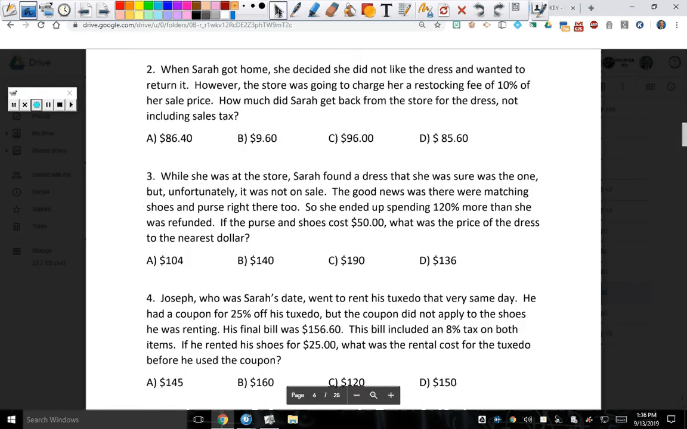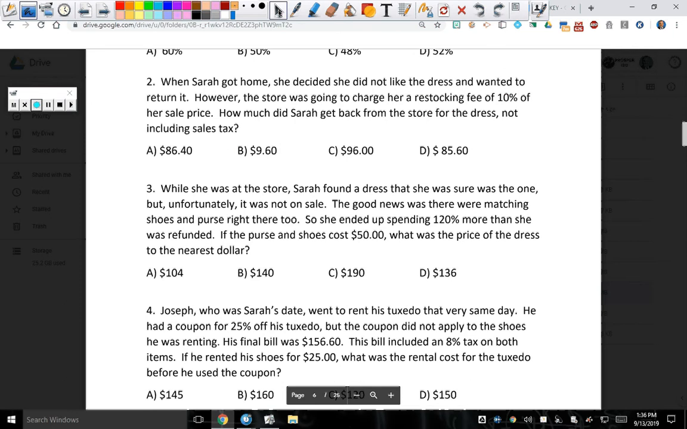Okay. Here we go. When Sarah got home, she did not like the dress that cost $96. However, the store was going to charge her a restocking fee of 10%. Holly, what would I do here? How much did Sarah get back from the store for the dress, not including sales tax? She's being charged a restocking fee of 10%.